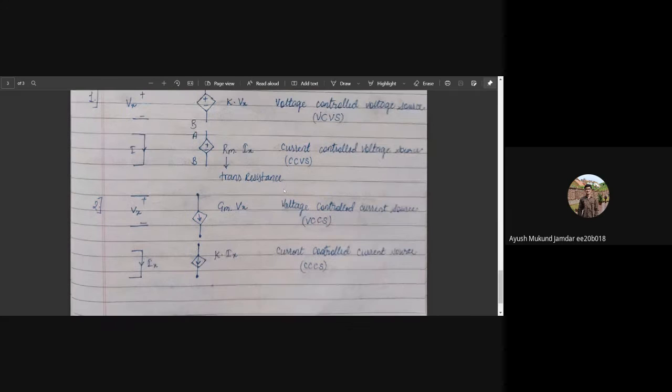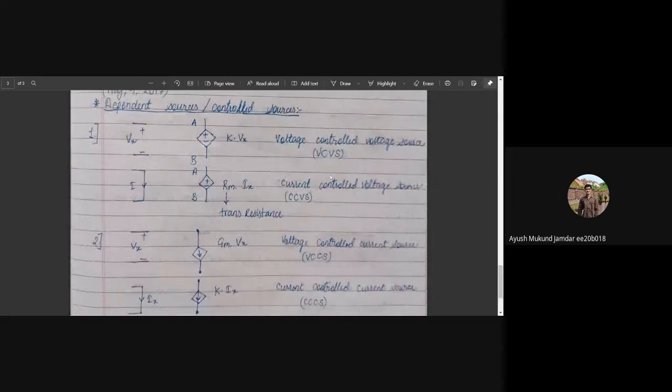Same goes for the current controlled voltage source. So again, we can have a voltage source that is dependent on current, not only on voltage. And here, the potential difference is Rm times Ix, where Rm is known as transresistance. And we have the current Ix, which is in some other branch of the circuit. And the voltage source may be placed in some other part of the circuit, and it depends on that current.